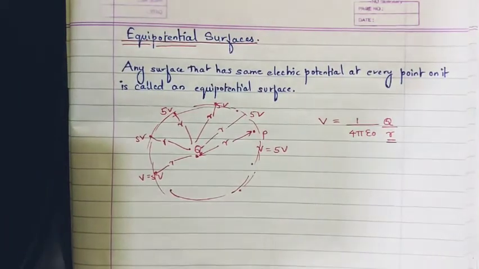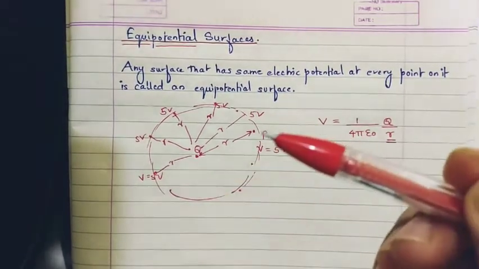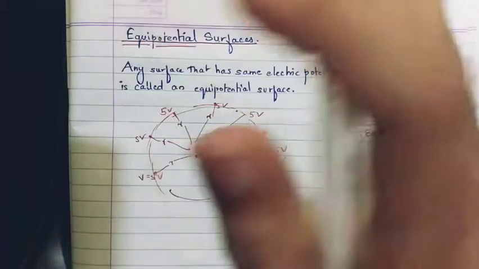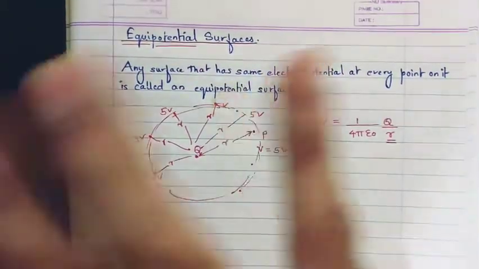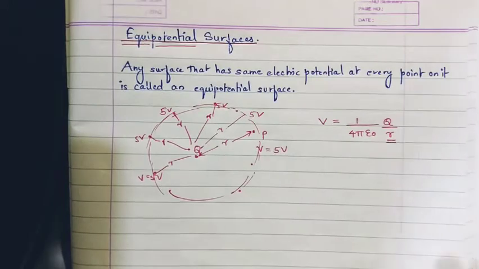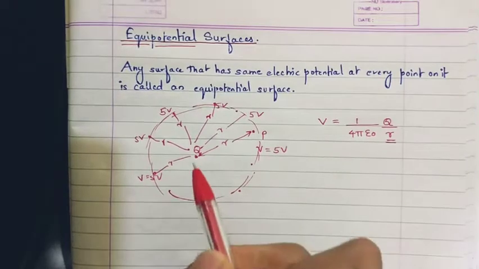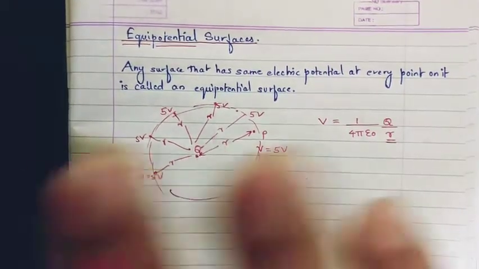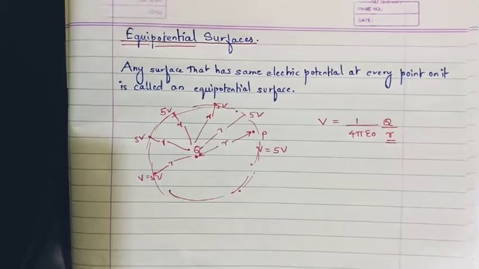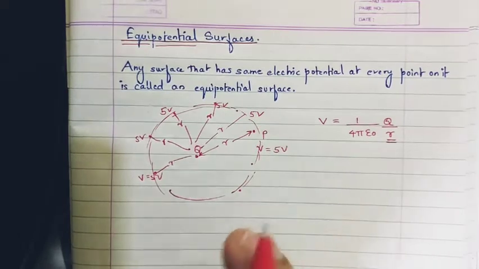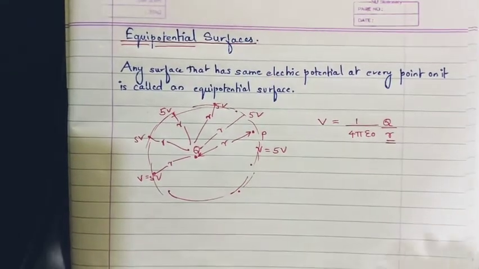But if we imagine it in 3D, what is it going to be? If this is the charge present in 3D, obviously at every point at the same distance, it is going to form a sphere. That sphere on which the potential will be the same is called the equipotential surface. So for a point charge, the equipotential surface is going to be a sphere, a spherical surface. And what is an equipotential surface? A surface on which at every point the potential remains constant.